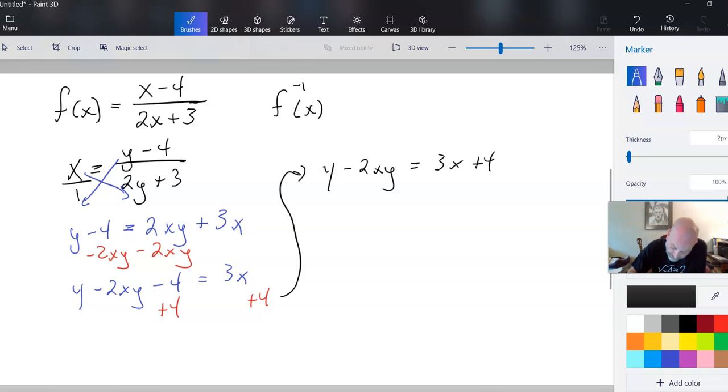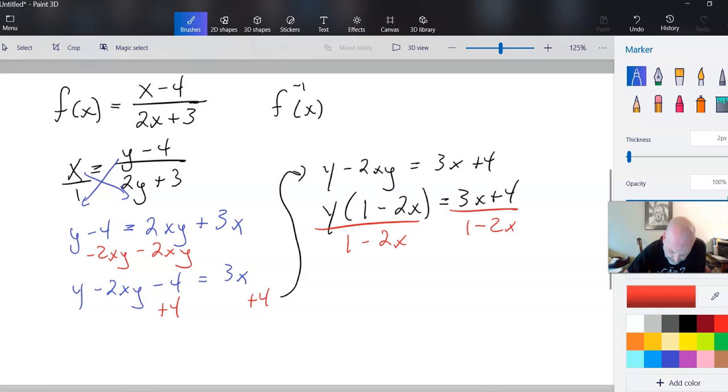Okay, now, fortunately, we have both of the y's on one side now, right? That was our goal, to get them by themselves on one side so that I can factor a y out. That's going to leave me with y times 1 minus 2x is equal to 3x plus 4, and this is where we divide by the coefficient of y, which is 1 minus 2x. And that leaves me with, since this cancels, y is equal to 3x plus 4 over 1 minus 2x. And so that ends up being my inverse.